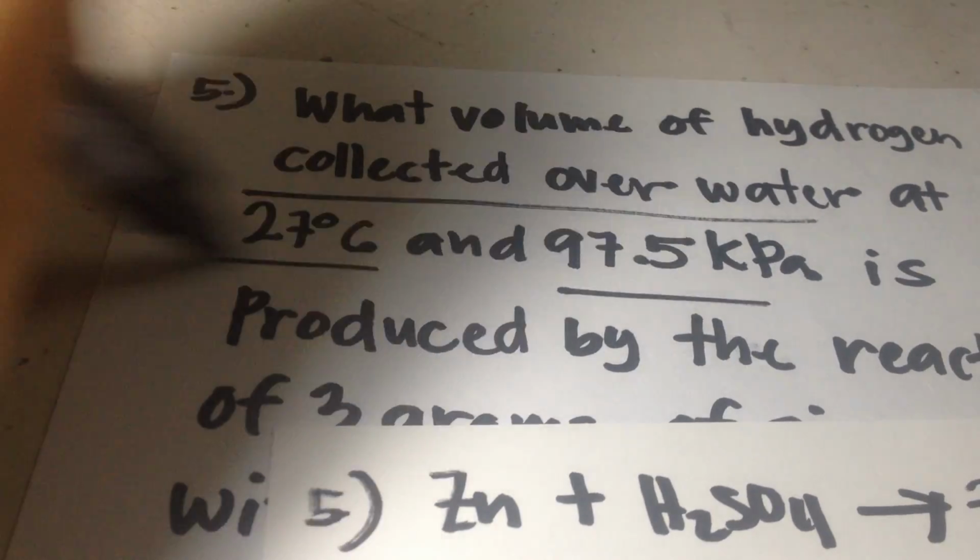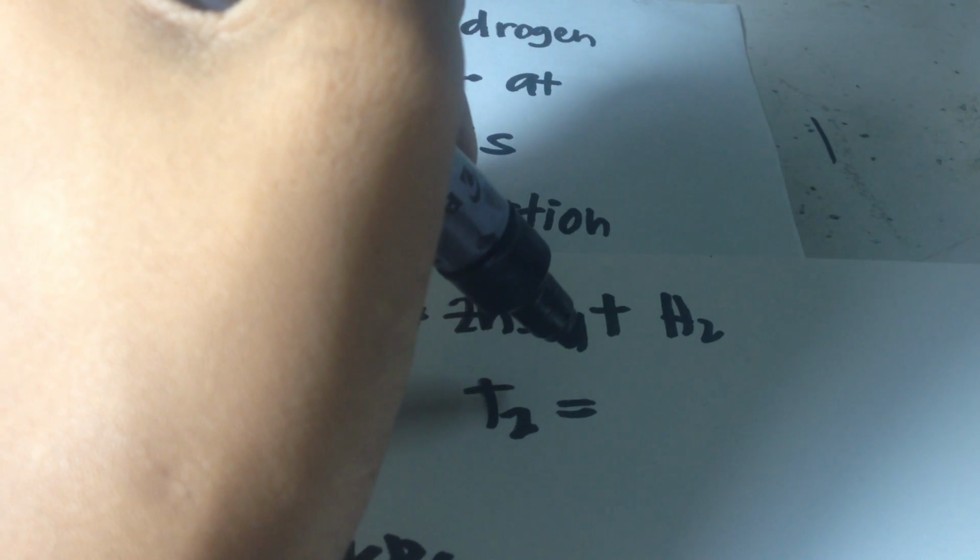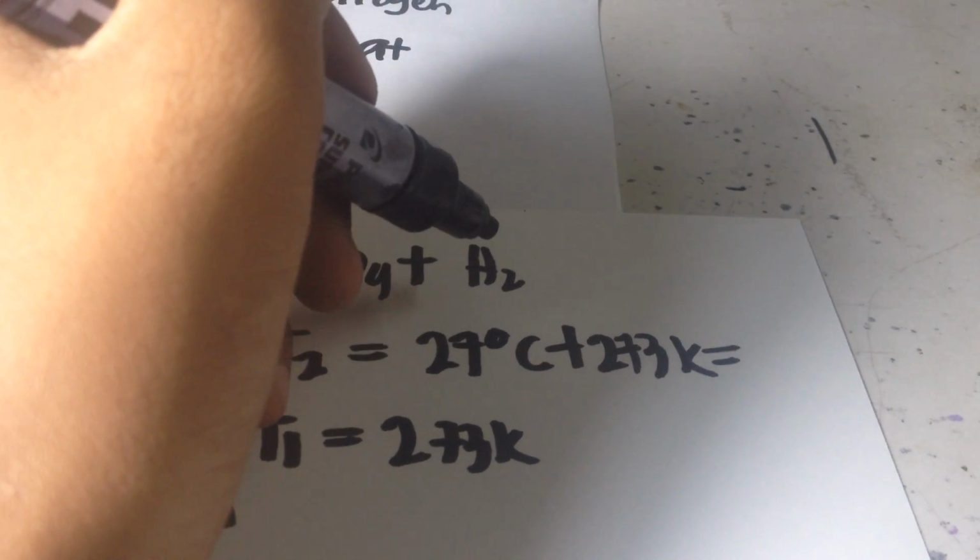We have a given temperature here, 27 degrees Celsius. So this is temperature 2. Temperature 2 is 27 degrees Celsius plus 273 Kelvin. And then temperature 1, which is the standard, is 273 Kelvin. So temperature 2 equals 300 Kelvin.